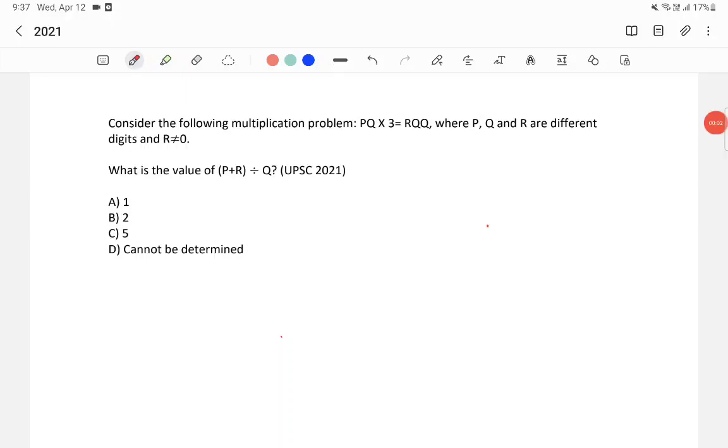So let us take this question. Consider the following multiplication problem. PQ into 3 is equal to RQQ, where P, Q and R are different digits and R is not equal to 0. Then what is the value of (P plus R) divided by Q?